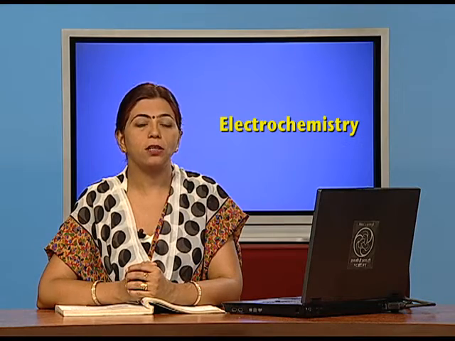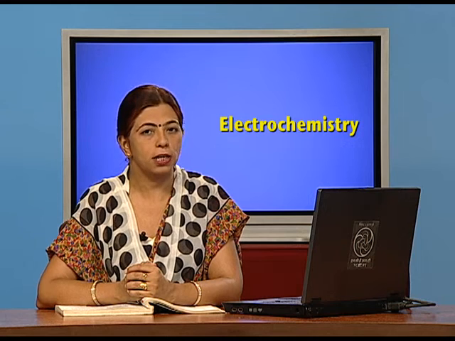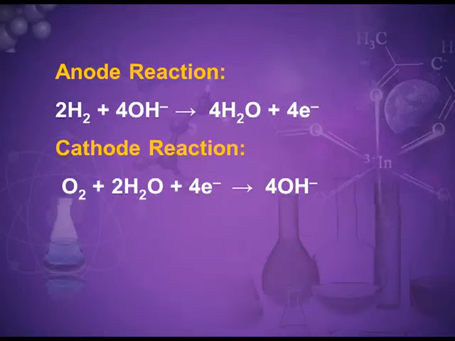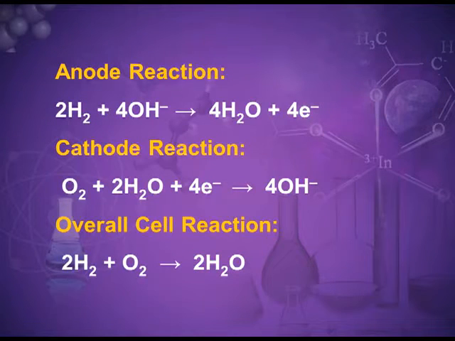Now, let me explain the reactions taking place at anode and cathode. At the anode, hydrogen gas reacts with hydroxide ions. It loses 4 electrons and water is formed. These electrons which are lost at the anode are gained at the cathode, and oxygen in the presence of water accepts these 4 electrons and hydroxide ions are formed. Overall reaction: 2H2 + O2 gives 2H2O.